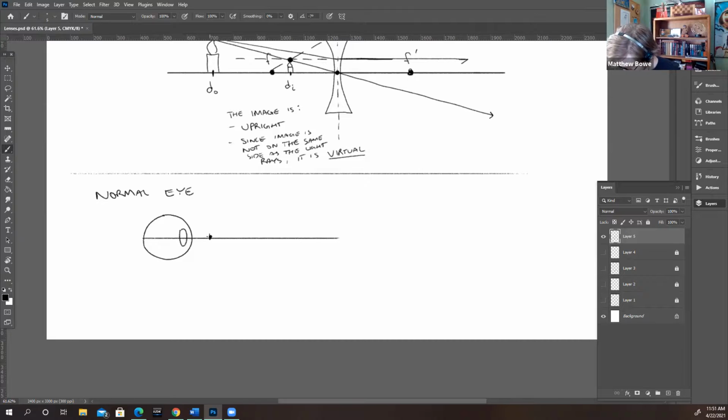So that will be right about here. And it's called the near point. So that means that once you get to that point and anything closer than that, so anything in this region, is blurry.